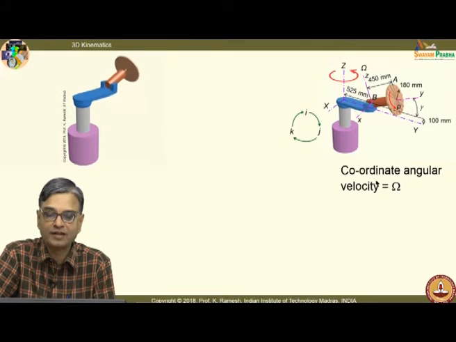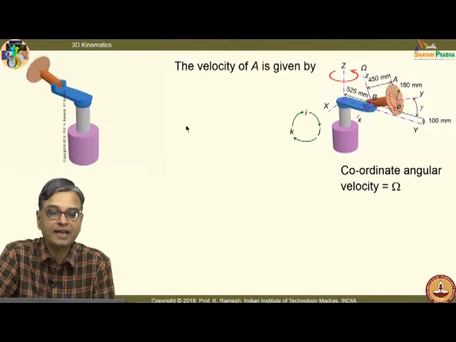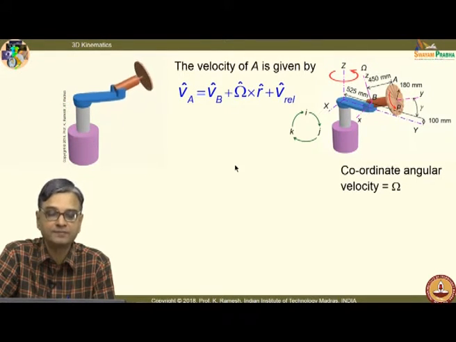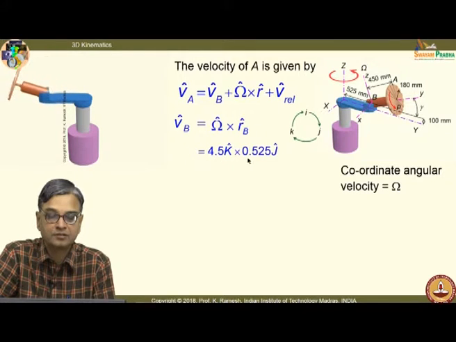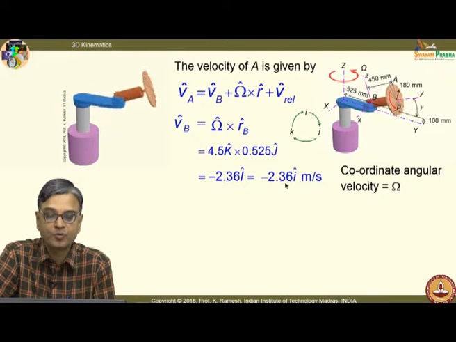So, I have this coordinate angular velocity, capital omega. So, I write each term; what we have done in 2 dimension, similarly you do that. So, you write V b plus omega cross r plus V rel, and find out each of these quantities. V b is the coordinate velocity, which you can find out from the diagram easily. So, it is omega cross r b, and these are the values in numbers. So, I have k cross j. So, k cross j becomes i. So, I can write this as minus 2.36 small i.